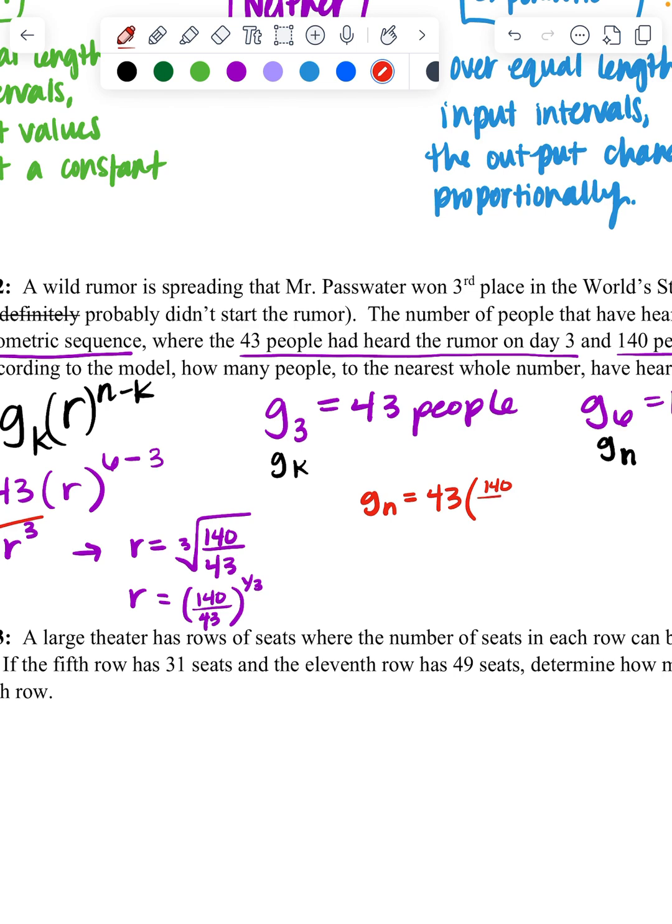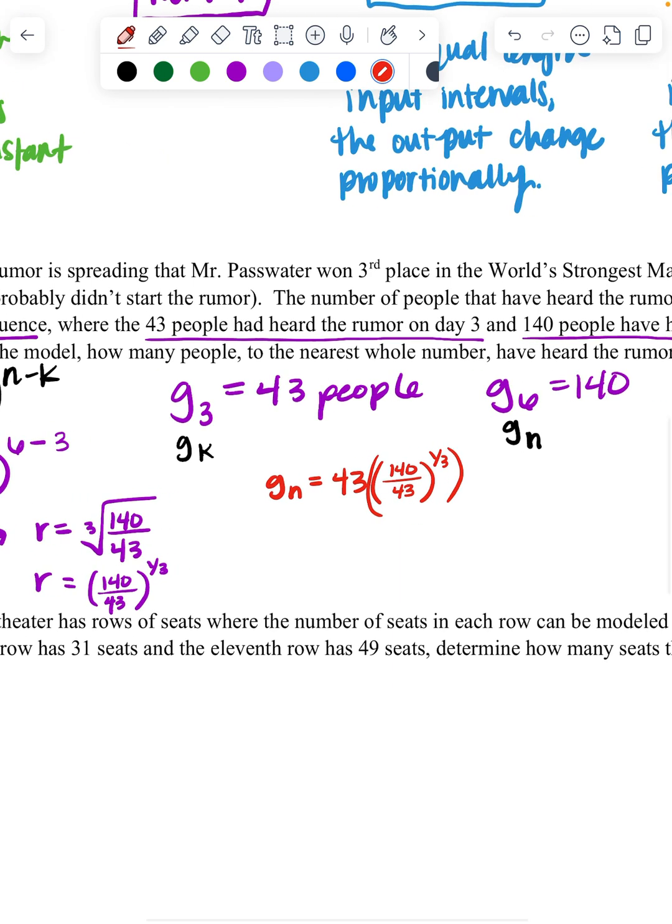R, I'm going to plug in using the exponent version, 140 to the power of 1/3. That whole thing is our r, so a couple parentheses to hold it all. And then n minus 3. Okay, so again, if you don't like how that looks, and you would rather write it as the third root of 140 over 43, that's fine. Truly, if you'd rather go with a decimal approximation of what the cube root of 140 over 43 is, that's also fine.